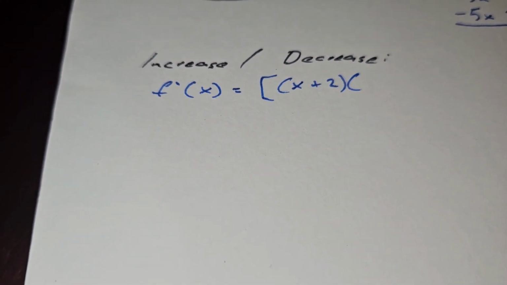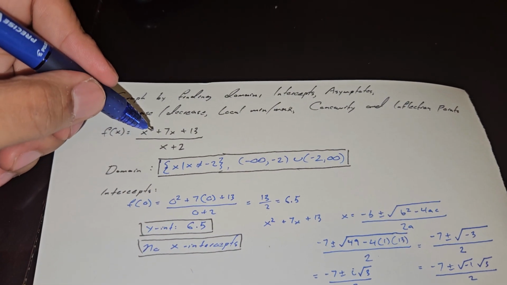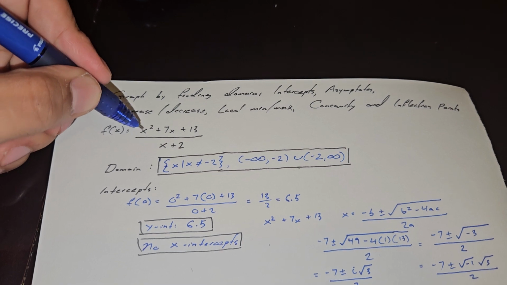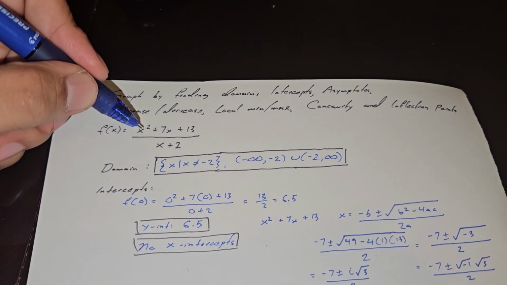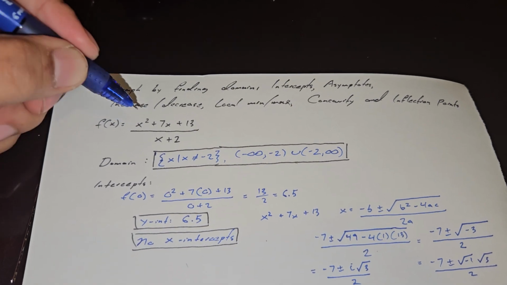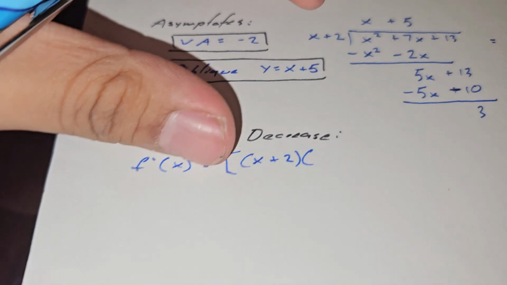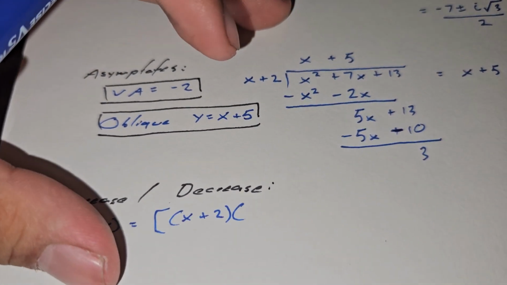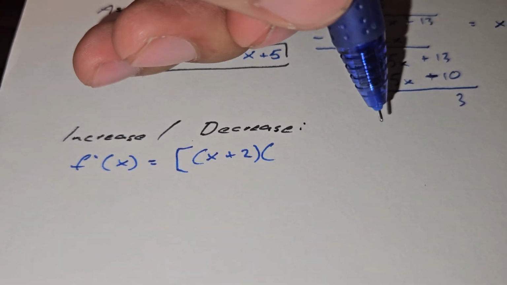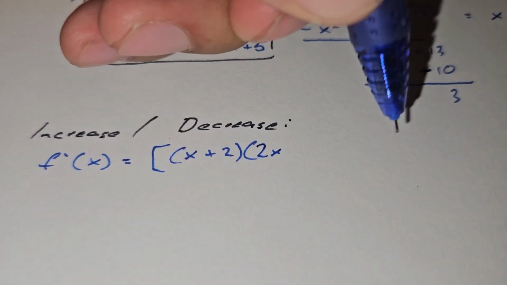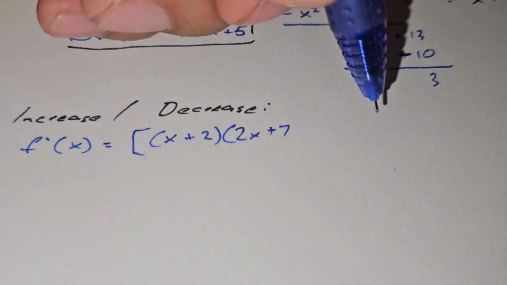times the derivative of f of x, which we're going to use the power rule on. Basically bring down the 2 and subtract 1. So the derivative of 2x squared is just 2x, and the derivative of 7x is just 7. I'm not going to go too much into detail on the power rule, but we have 2x plus 7. That's the derivative of f of x, our top function.